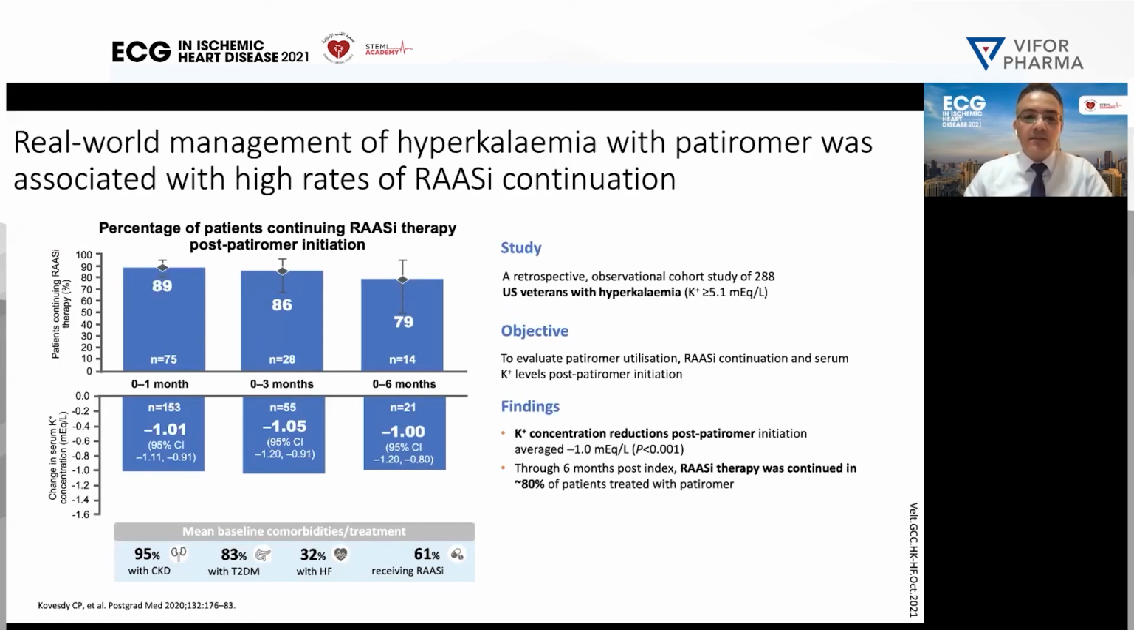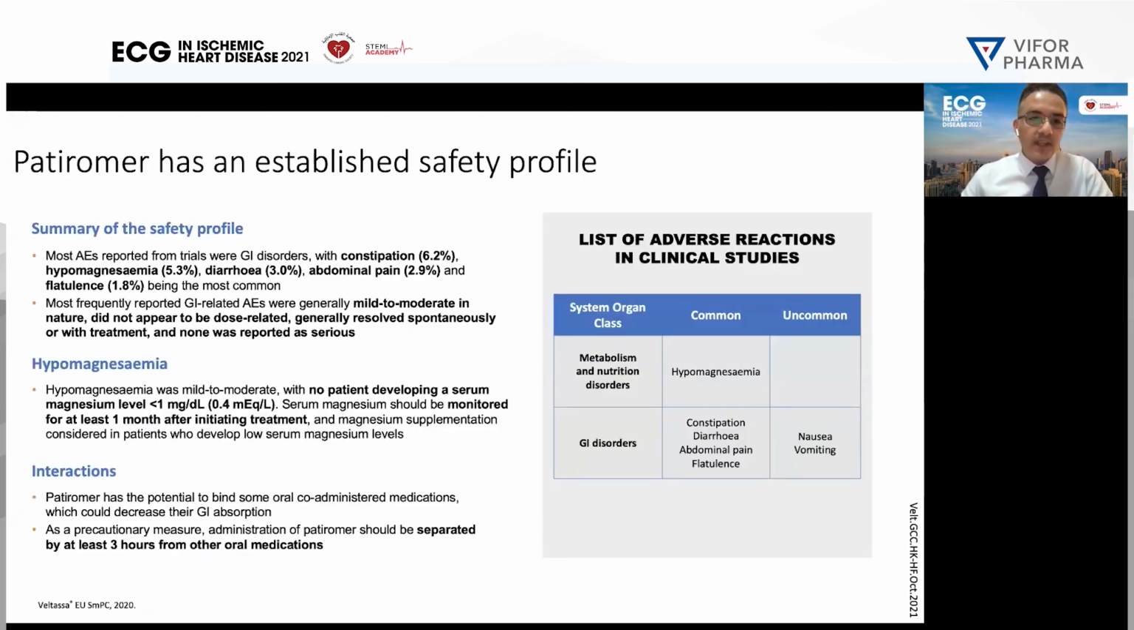This is another real-world management of hyperkalemia with patiromer, which was associated with high rates of RAS inhibitor continuation. We can see here at 1 month, 3 months, and 6 months that potassium concentration reduction after patiromer initiation was an average of almost 1 milliequivalent per liter. And through the 6 months, the RAS inhibitor therapy was continued in all the patients.